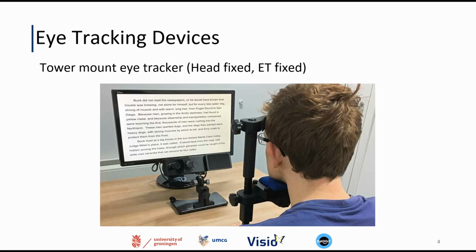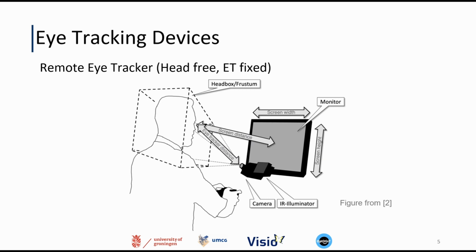And then another type of eye tracker is the remote eye tracker, and it imagines a surrounding box around the head of the participant. They are free to move their head, but the eye tracker is still in a fixed location in front of the monitor, which shows the stimulus to the participant, and the head should not go out of this head box that is assumed by the eye tracker.